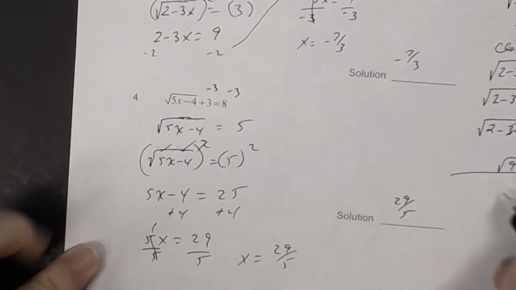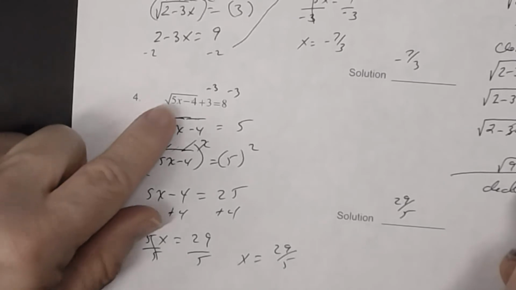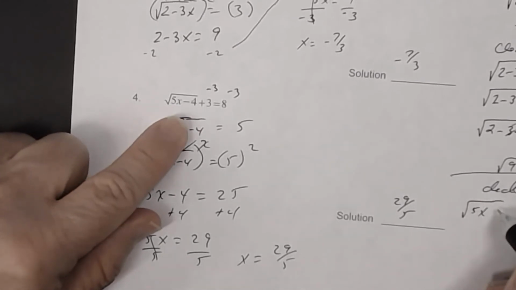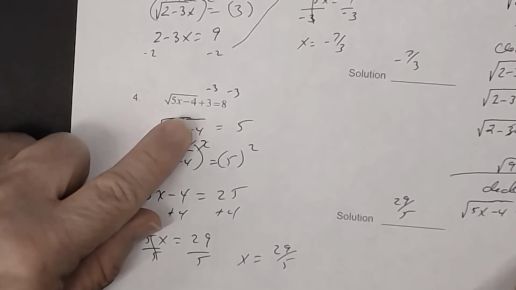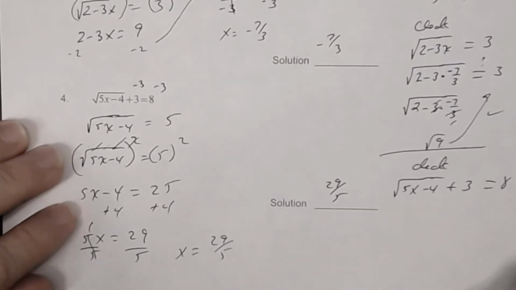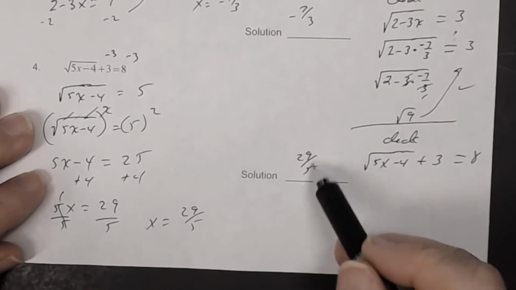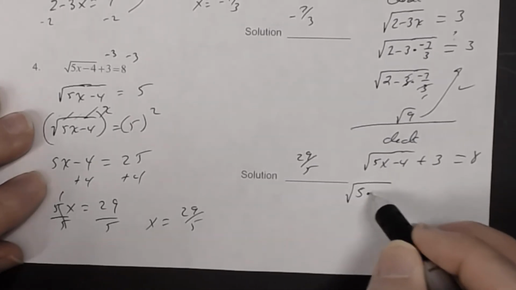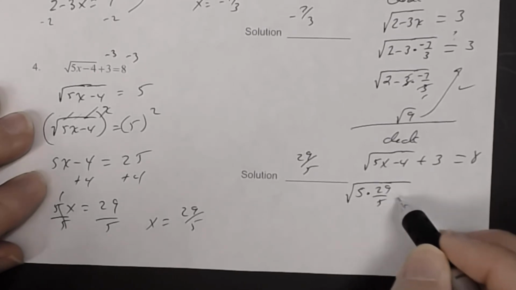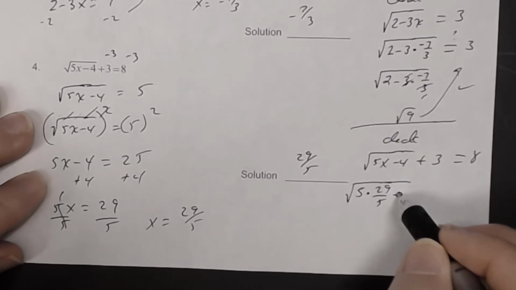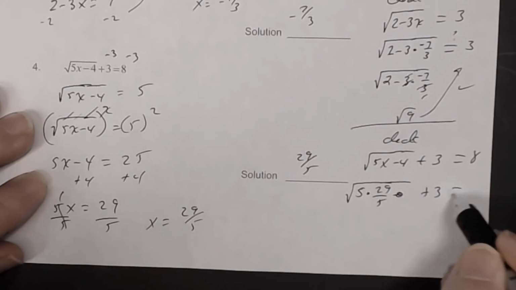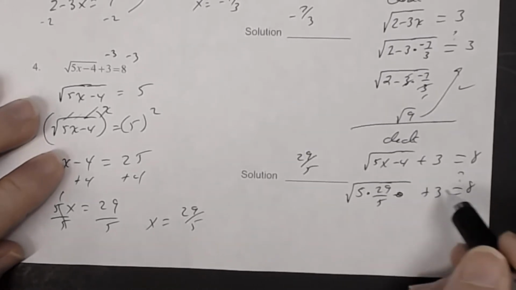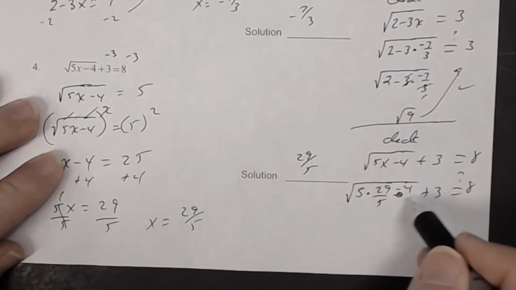All right, so let's check. Go back to the original. Always go back to the original. The square root of 5x minus 4 plus 3 equal 8. So wherever you see the variable x, you're going to substitute 29 fifths. So I get the square root of 5 times 29 fifths, plus 3, and we see that's equal to 8. Well, I forgot to put the minus 4 in here, so minus 4.